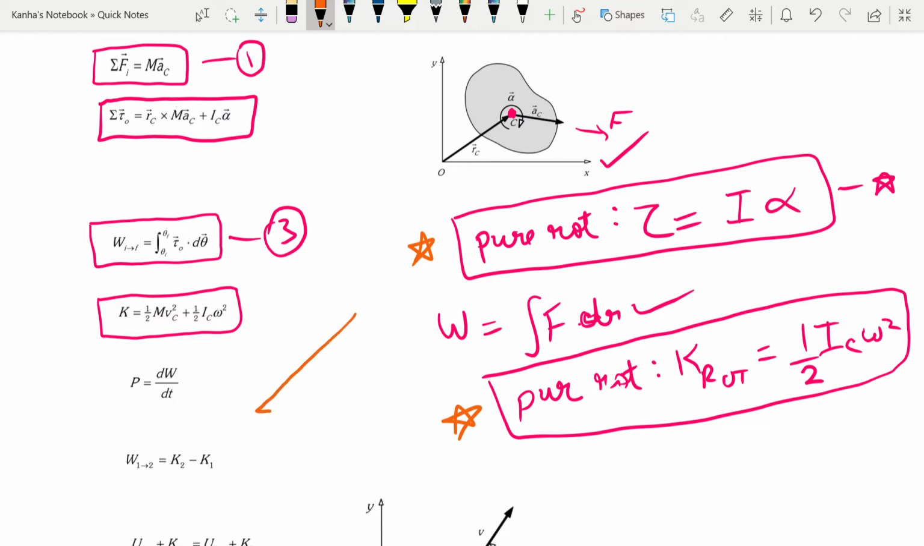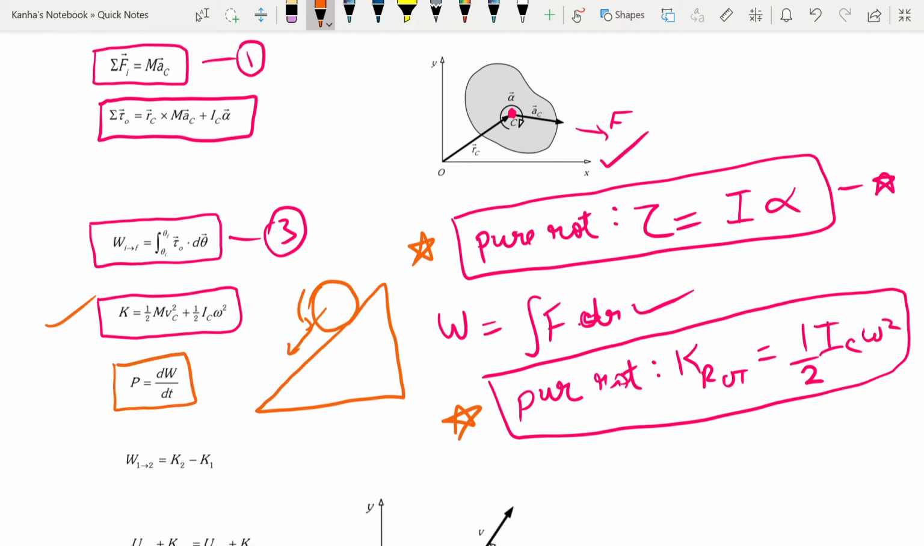So for example, in the previous chapters you were only given a wedge and the body was just slipping down. For this you only wrote kinetic energy is equal to half m into v square. Now because a body might be rolling, while it's going down, I will write the kinetic energy as half m v square plus half I omega square. Similarly, you can find the power.